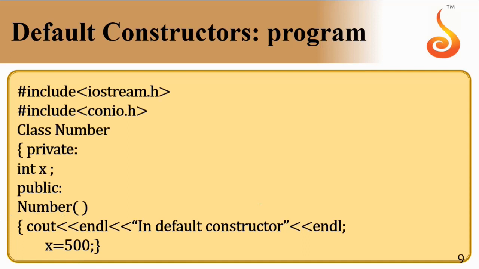Inside that, I am writing cout "in default constructor". Whenever this constructor gets executed, this statement would be printed because I have it in a cout statement. After that, I am giving an initial value to x as 500. So what is the value of x now? 500. x is declared as a class variable. int x is a class variable which is declared in the private section of the class. Then in the public section I have a constructor wherein the first line of the constructor is "in default constructor", and then I am giving an initial value to x.